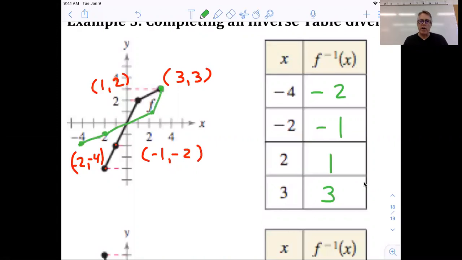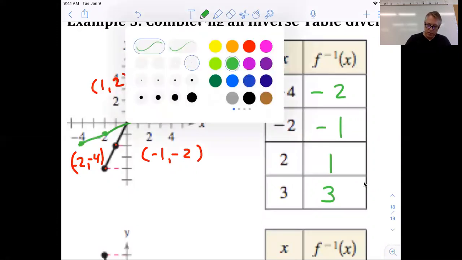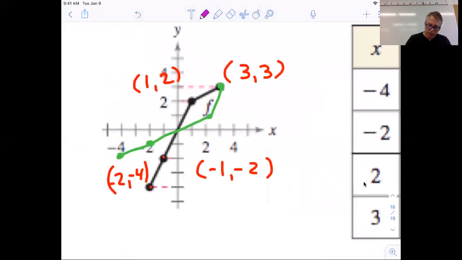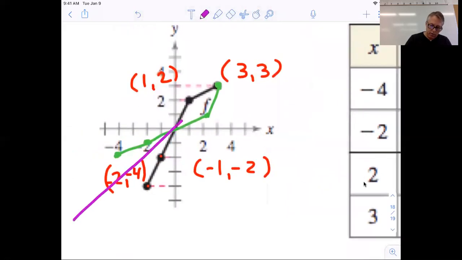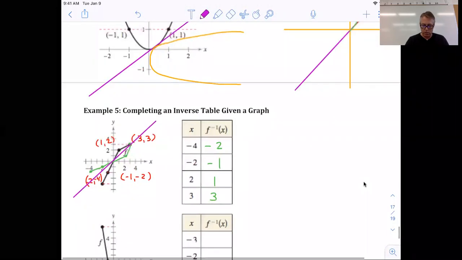the green graph is the inverse of the black graph. And notice graphically, they are a reflection over the line y equals x.